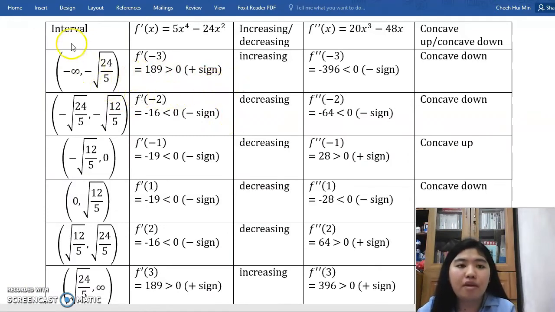Below is the answer for the intervals where the f function is increasing or decreasing, and concave up or concave down. For the first derivative function, if the answer is greater than 0, a positive sign, it is increasing. If the answer is smaller than 0, a negative sign, it is decreasing. For the second derivative function, if the answer is smaller than 0, a negative sign, the function is concave down. If the second derivative is greater than 0, a positive sign, the function is concave up.